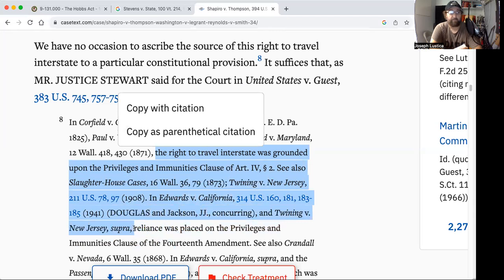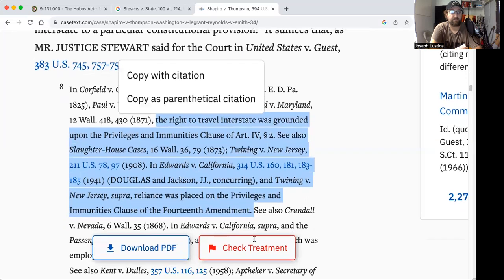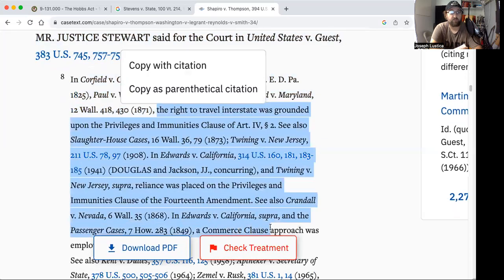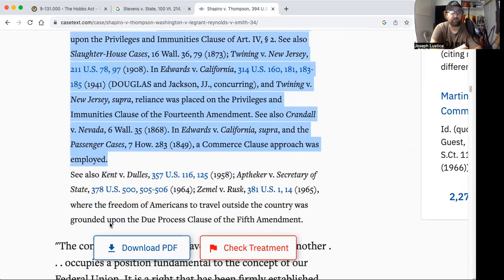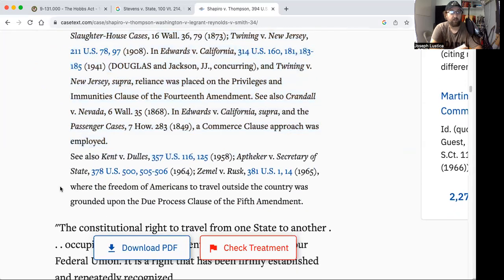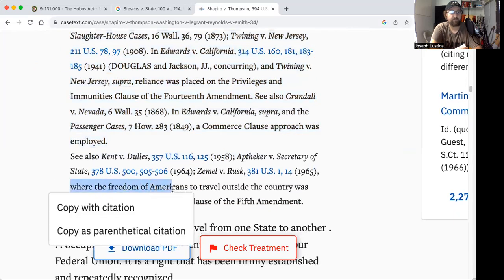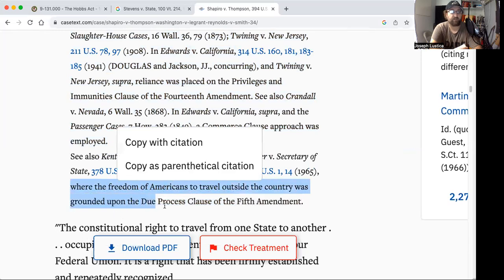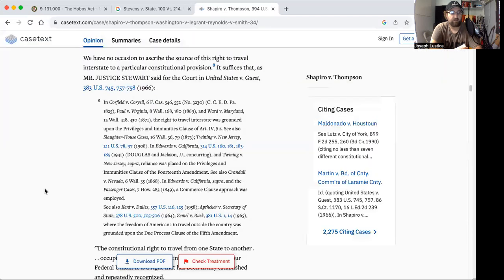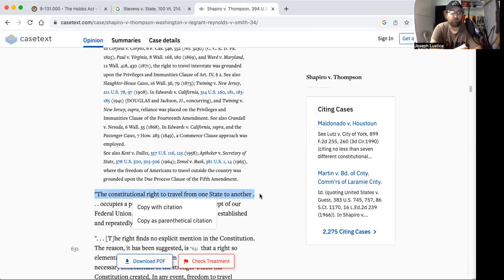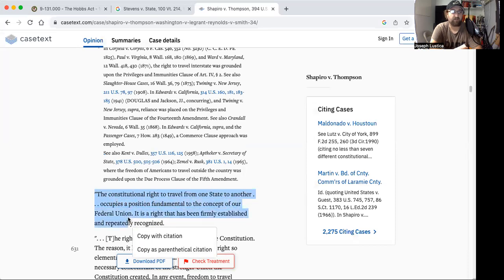All right. Reliance was placed on the Privileges and Immunities Clause of the 14th Amendment. In Passenger Cases, a commerce clause approach was employed. Okay. And then this one says where the freedom of Americans to travel outside the country was grounded upon the Due Process Clause of the Fifth Amendment. And it says the constitutional right to travel from one state to another occupies a position fundamental to the concept of our federal union. It is a right that has been firmly established and repeatedly recognized.